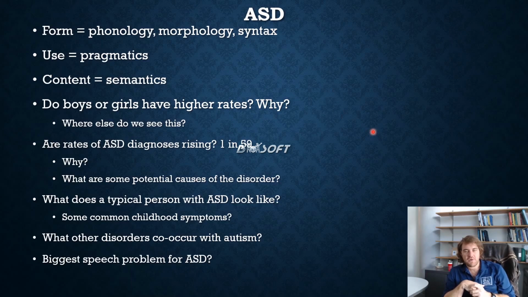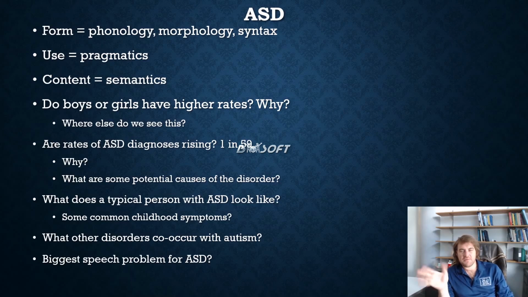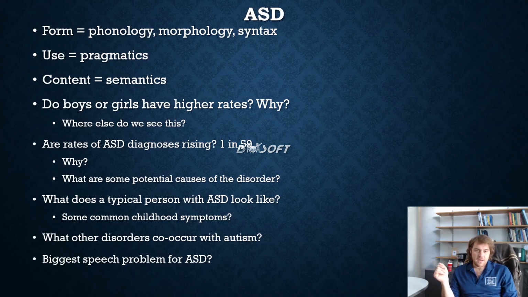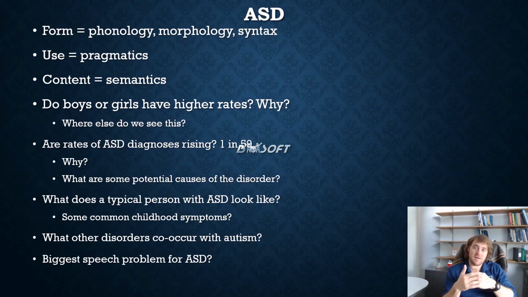Some of the disorders that can co-occur with autism: sometimes Down syndrome, then also depression, anxiety, hyperactivity, and sometimes OCD as well. So a lot of these things. Also sometimes some sensory processing issues as well. And then the biggest speech problem for ASD, we talked about this, it is pragmatics or use, right? It's just kind of the social component of the speech act, if you want to say it that way.